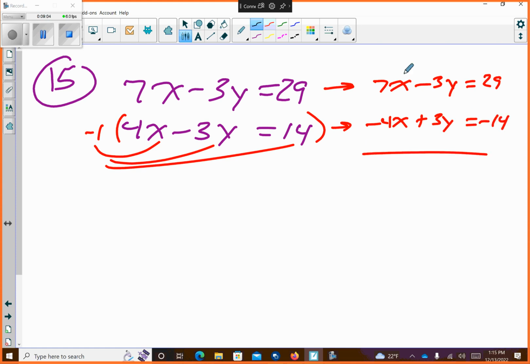Now we can go ahead and add these up. So that's going to give me 3x. Those cancel, and that's going to give me 15. Divide by 3, so x equals 5. And there's our first answer.